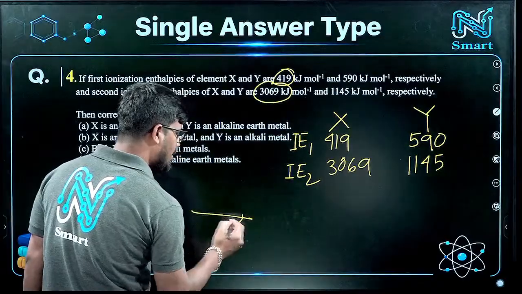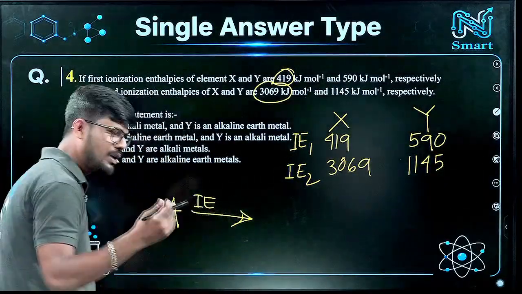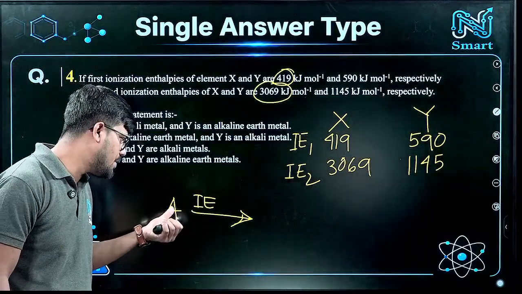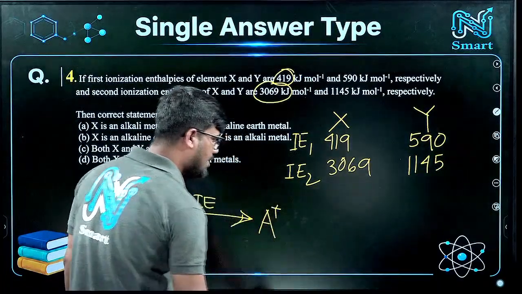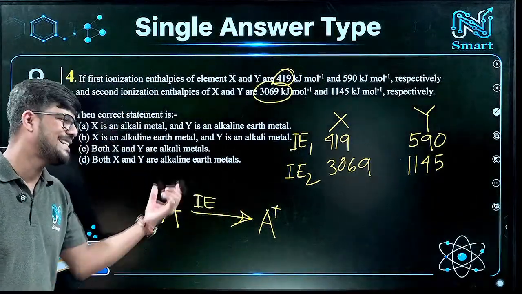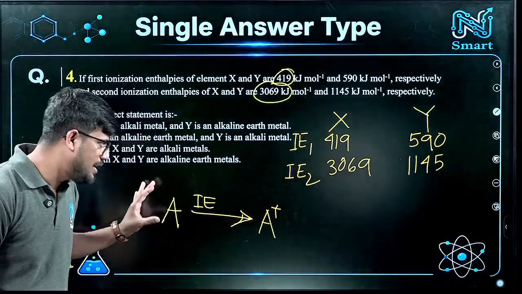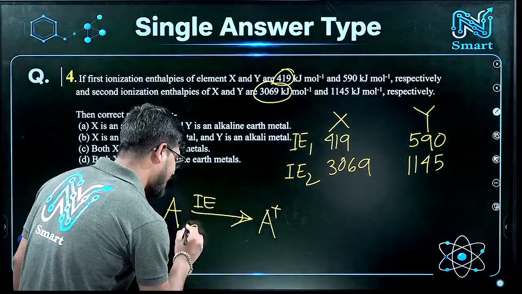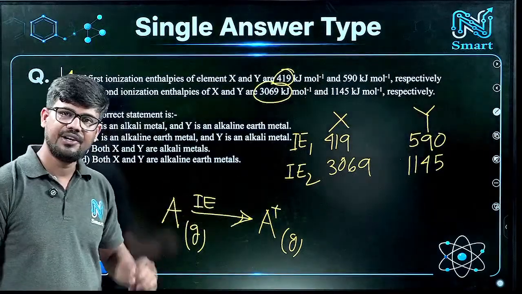First you have to remember what ionization energy means. Suppose we have one atom. Now we are supplying some amount of energy, which we call ionization energy, and this atom will lose an electron and you will get one cation, correct? Ionization means converting an atom into a cation by losing an electron, and this whole process is in the gaseous state. Always remember, this whole process is in the gaseous phase only. So this is the ionization.